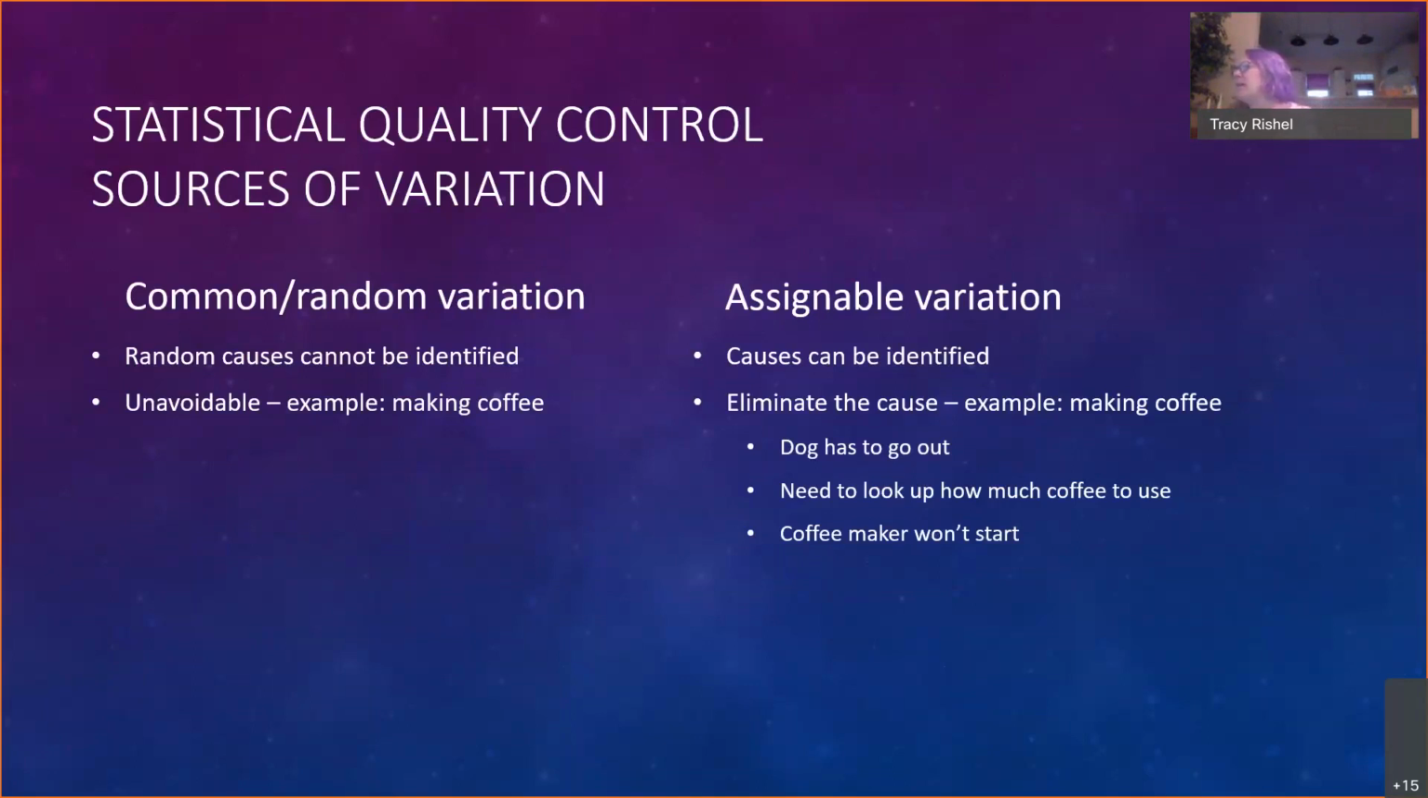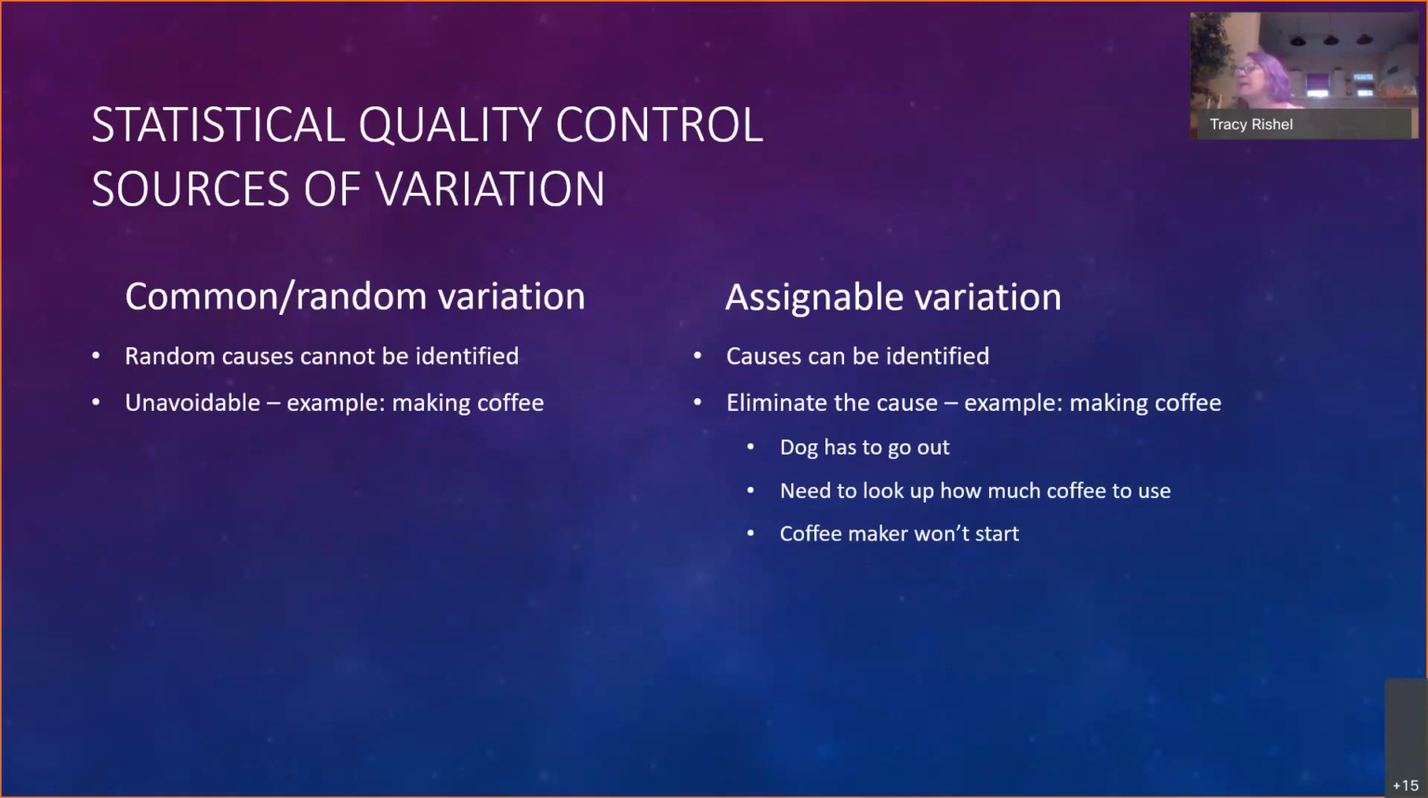On the other hand, we have assignable variation. These causes can be identified, and we want to eliminate these causes because these are the things in our life that create quality issues. All right, so we want to eliminate those causes. So let's say we're making coffee and the dog comes over to you. I have a dog, so I use dog examples a lot. The dog comes over to you in the middle of your coffee making and wants to go out. All right, we have an assignable cause for why it took you longer this morning to make coffee, because the dog came and interrupted you.